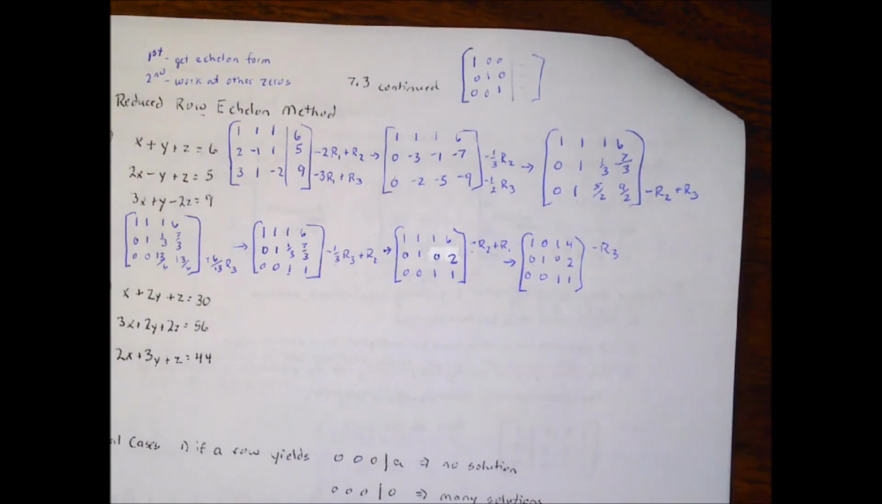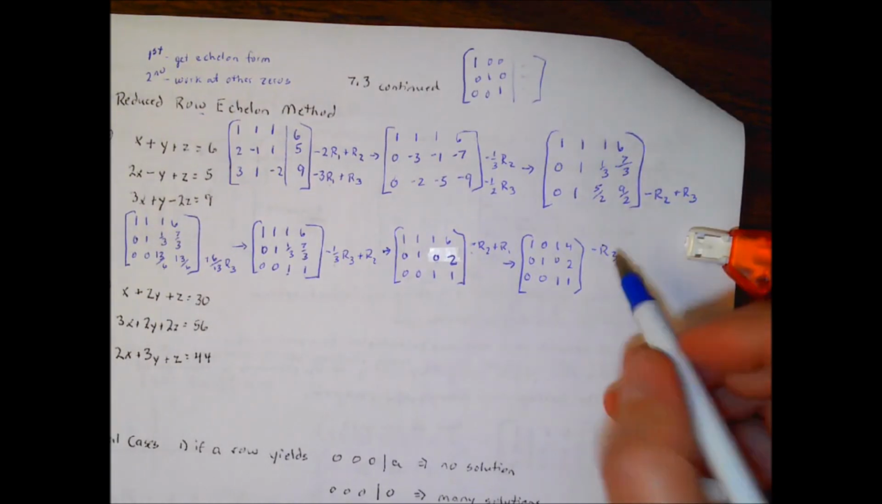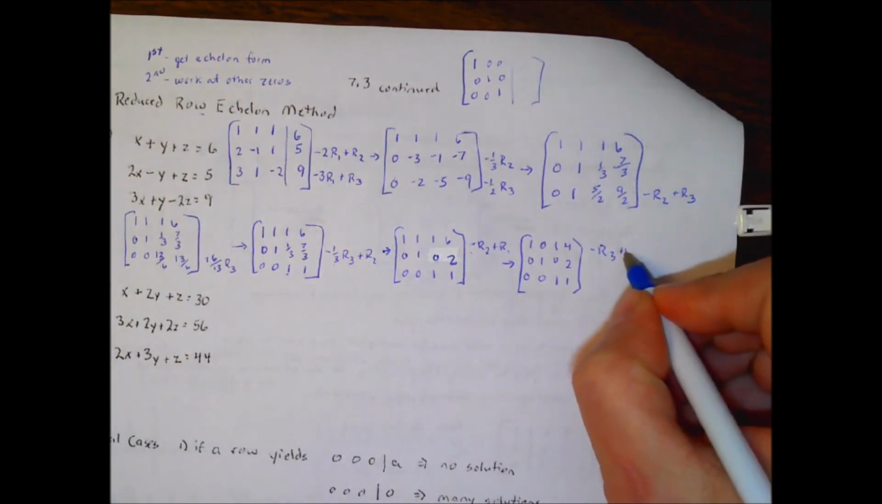Okay, so I'm going to do negative R3 plus R1. Okay, so negative of this plus that would make 0 there then.